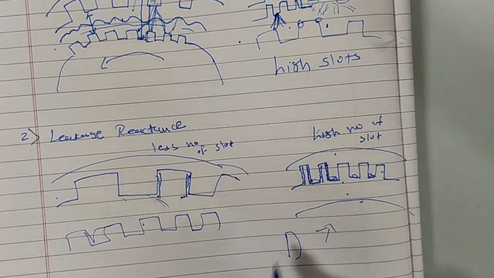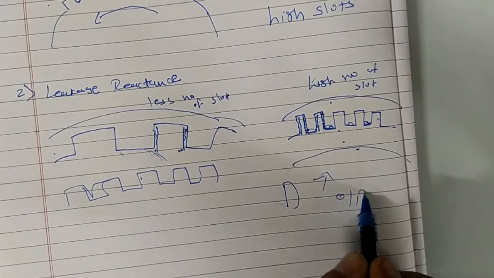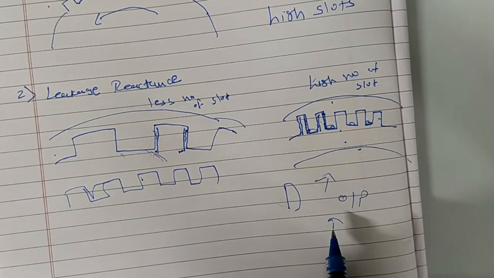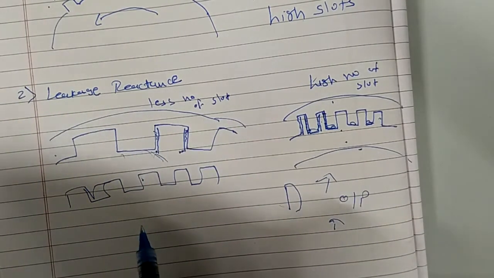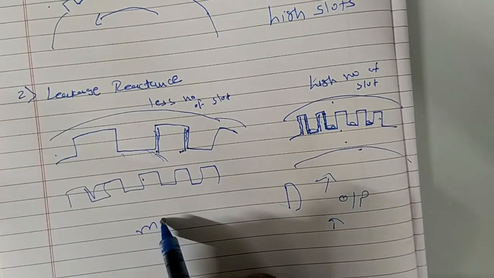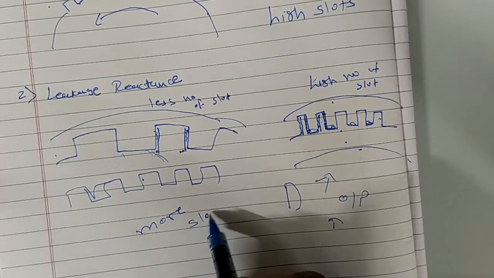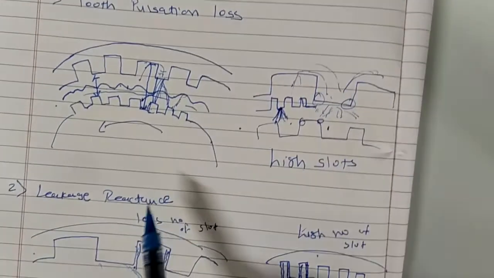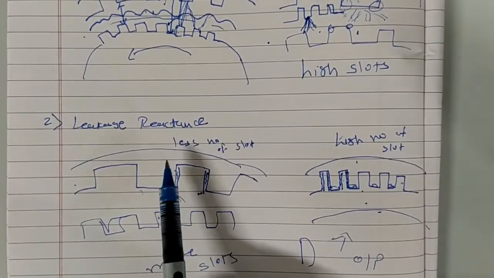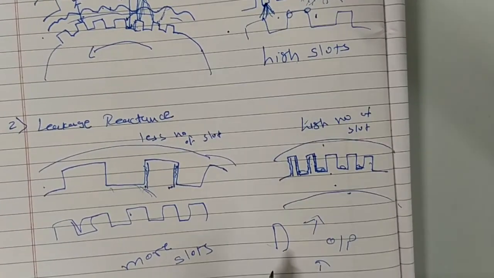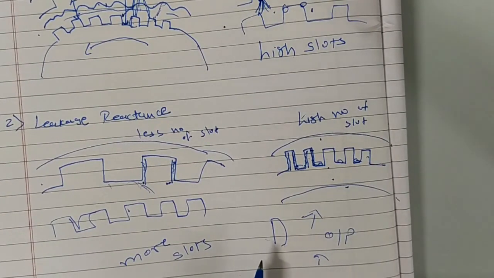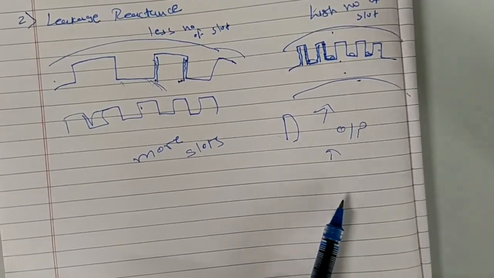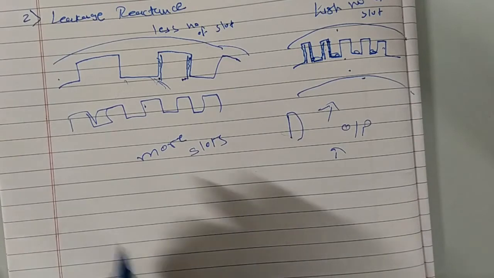If the diameter of the circle diagram is high, the output or overload capacity provided by your induction motor is also high. So this point also favors that a larger number of slots is preferable. The first two points, the tooth pulsation loss and leakage reactance, both favor a high number of slots in an induction motor. These two points are of highest priority, I can say. Let us see the next point.